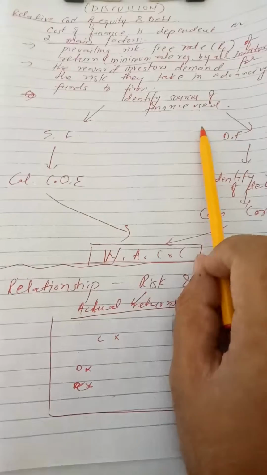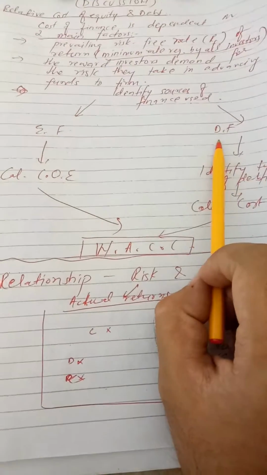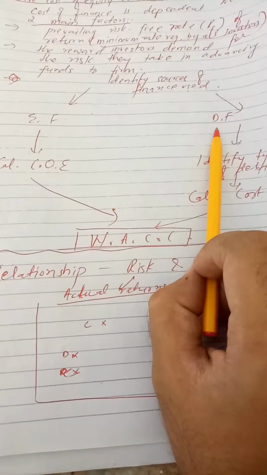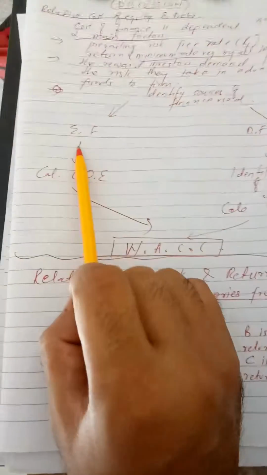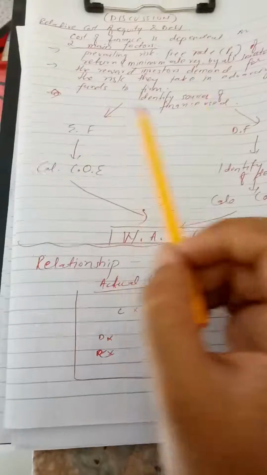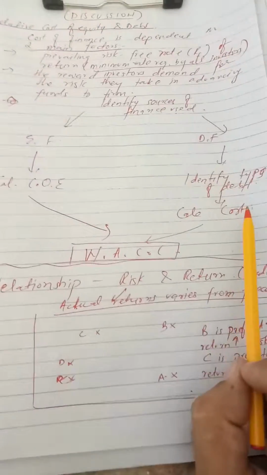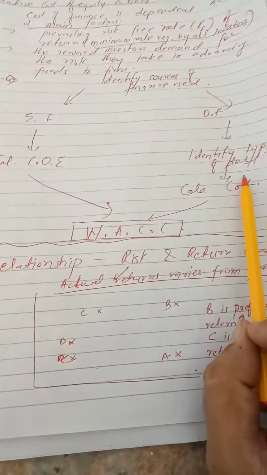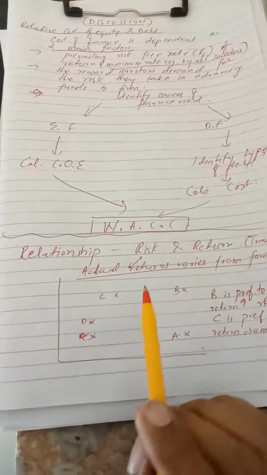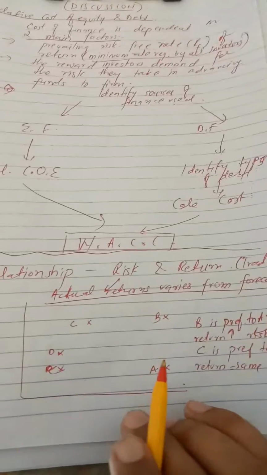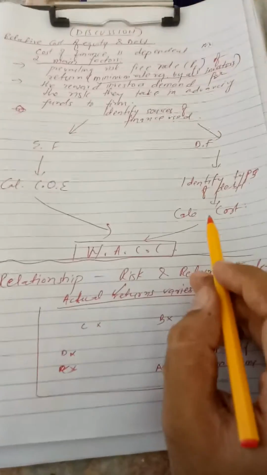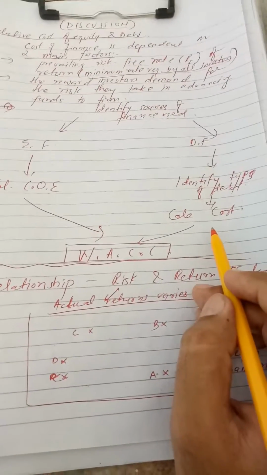Identify the sources of finance needed. First of all, it is debt financing if you're going to finance it through loans, or it is equity financing if you're going to finance it through shares. For debt financing, identify the type of debt. First of all, you need to identify the type of debt. We can go into detail about the types of debt in some of our next videos. And then afterwards, you're going to calculate the cost of each debt.